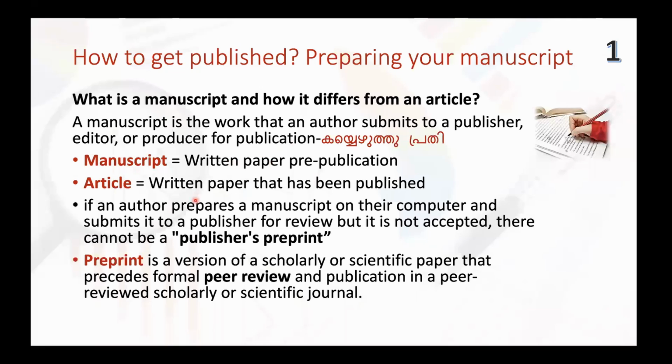Okay, and then what is an article? An article is actually a written paper that has been published. Okay, and there are different other terms. For example, there is a term called preprint. Okay, what is a preprint? It's a version of a scholarly or scientific paper that precedes formal peer review and publication in a peer-reviewed scholarly or scientific journal. That means this is a version of a scientific paper that precedes formal peer review, or something before the review, after your submission, and that is called a preprint.